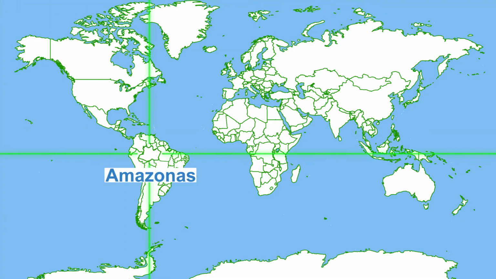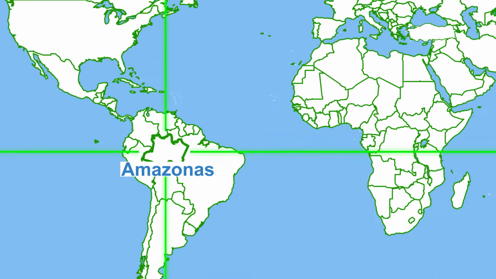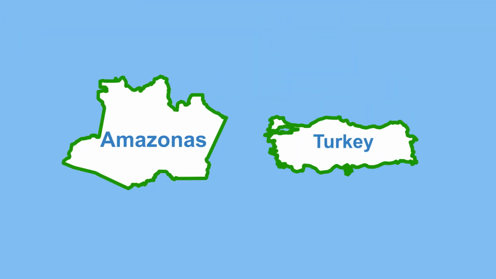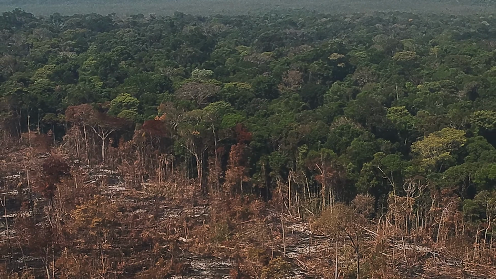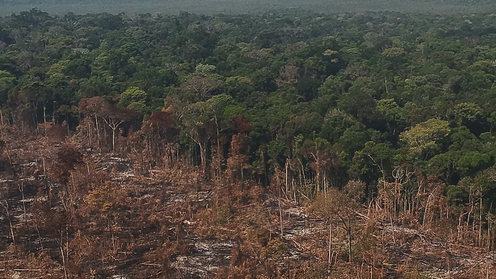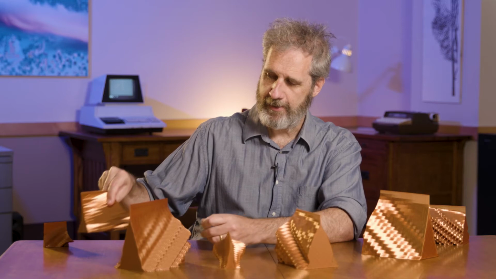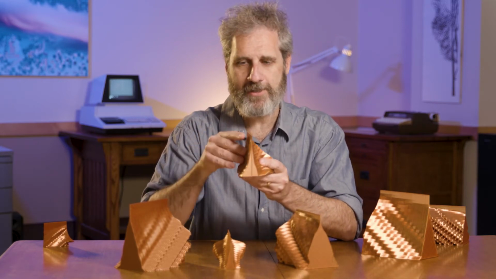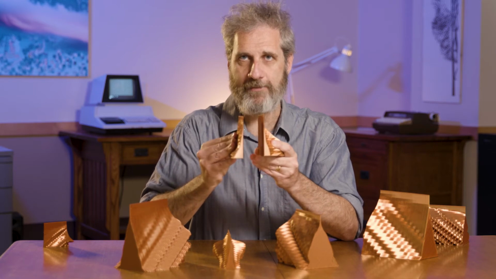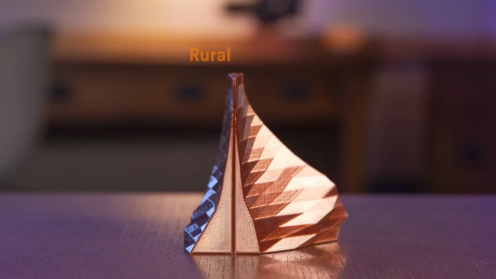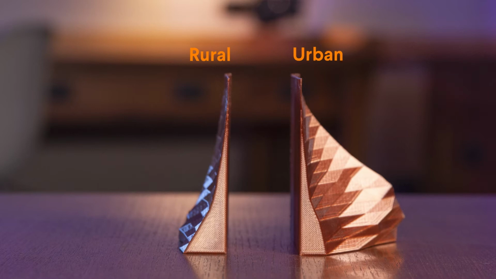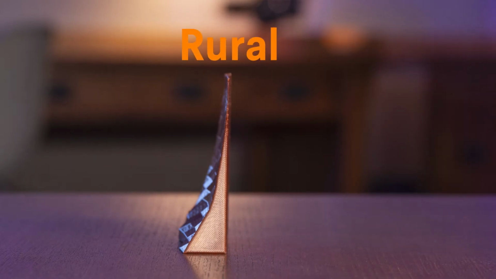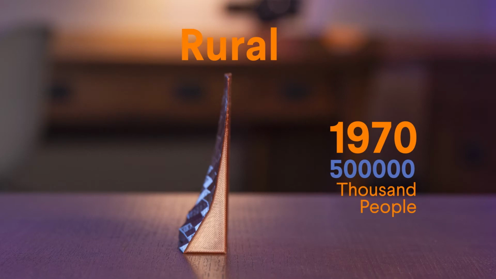The state of Amazonas in Brazil, a state twice as large as Turkey. When thinking of Amazonas, most people think of rainforest, deforestation. Yes, and there's more. Here is a population data sculpture for the state of Amazonas split in two halves. Instead of male and female, here we have rural versus urban. For the rural, in 1970, we had about 500,000 people.